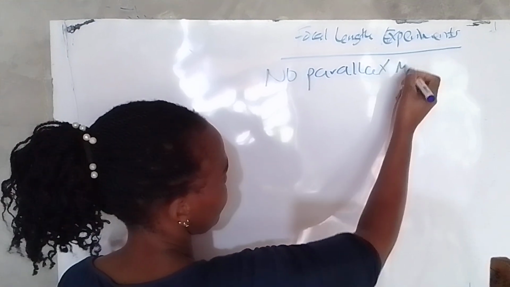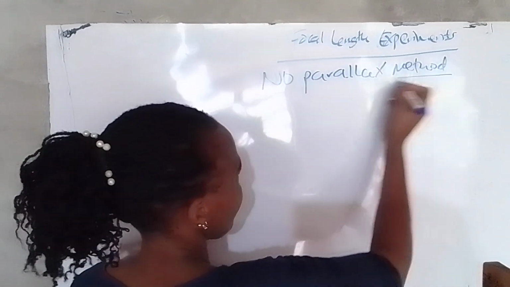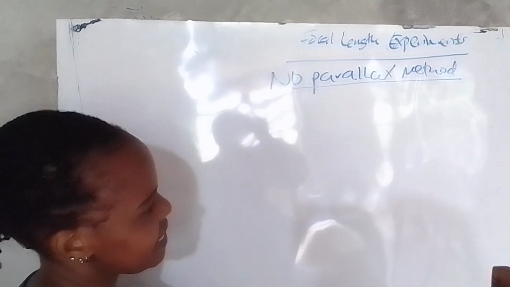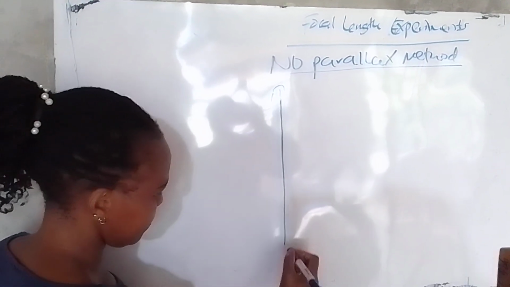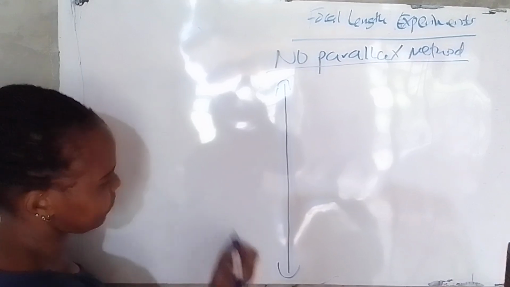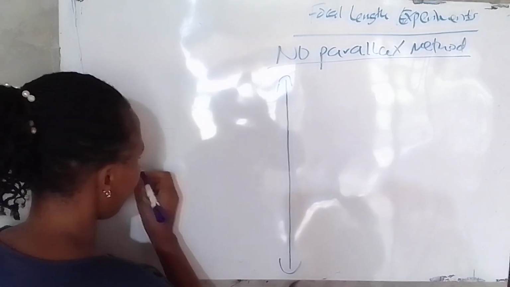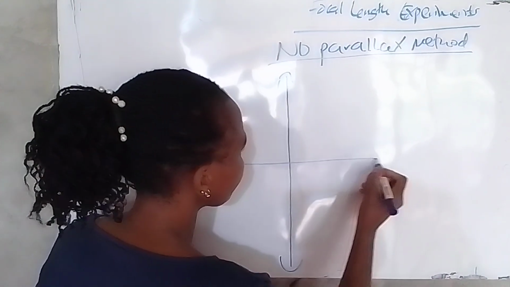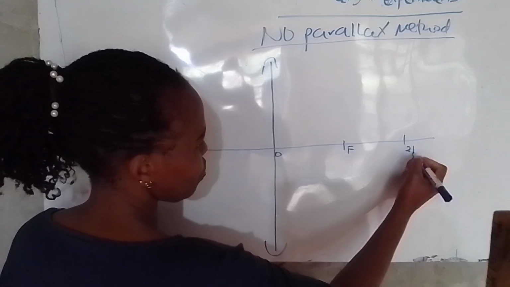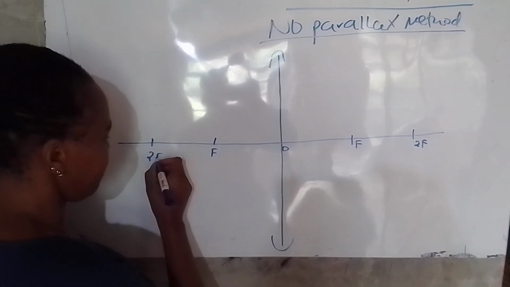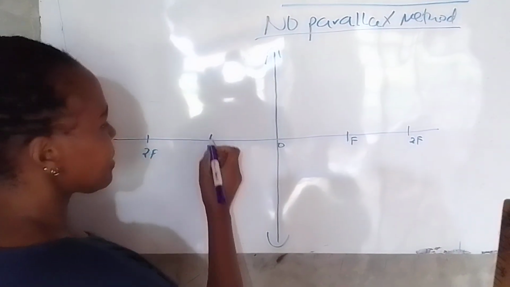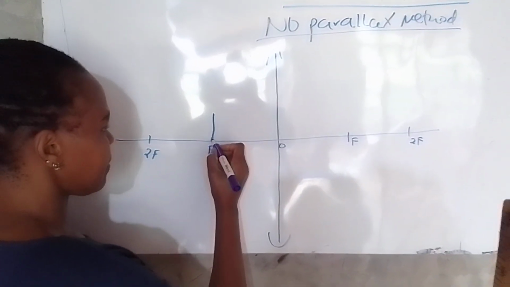The no parallax method. And let's see how the method is. Now, if we have our lens, that's our lens, then I draw the principal axis to pass through the optical center. Then let's have that F and 2F. Then you have F and you have 2F. Okay? Let's say you put an object at the principal focus.